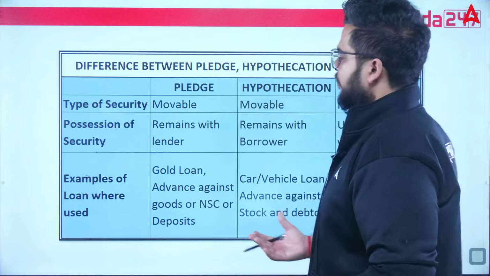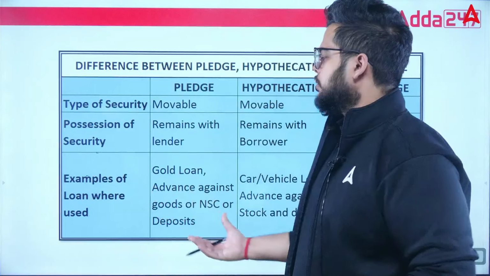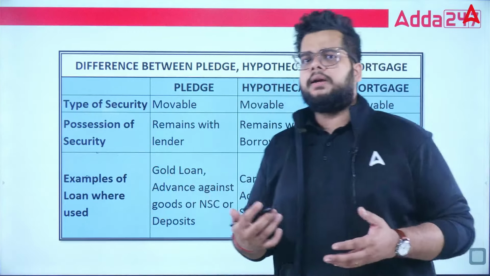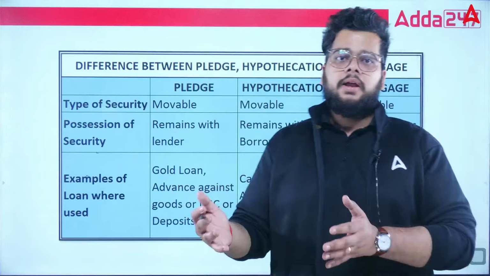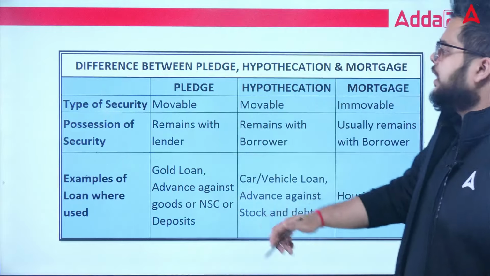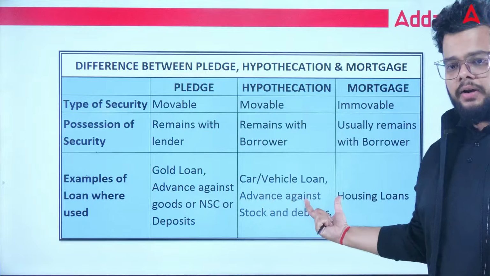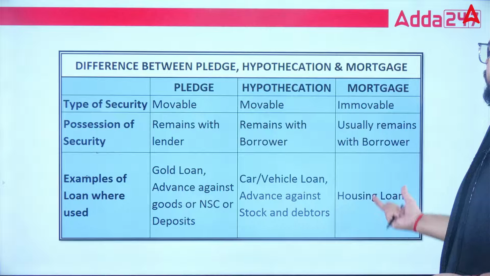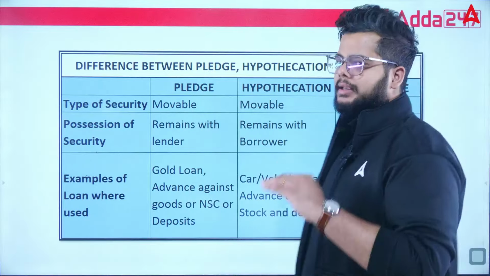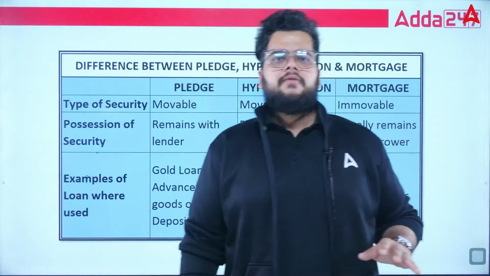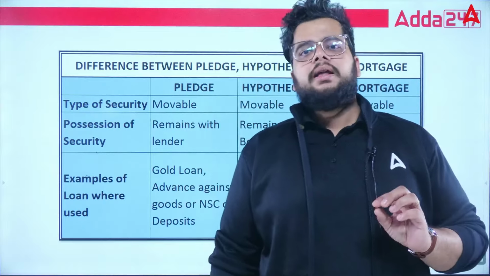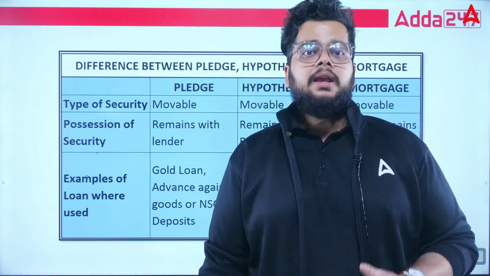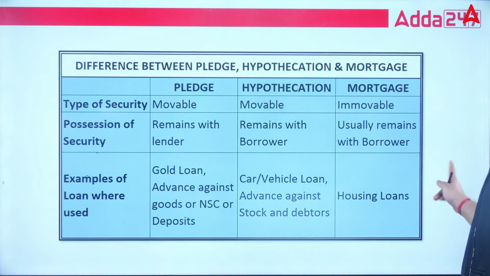And when we talk about possession, questions can be asked on possession also. For the gold loan or the pledge setup, you have the gold ornaments with whom? With the lender or with the borrower? With the bank itself. Fine. So it will remain with the lender. When you talk about hypothecation, car loan, the car remains with whom? With the borrower. Mortgage, the housing loan: in India there is a single setup, while in other countries like the UK there is another setup, but for India-specific cases we will say that the ownership of the property remains with the borrower. So it usually remains with the borrower in case of mortgage.